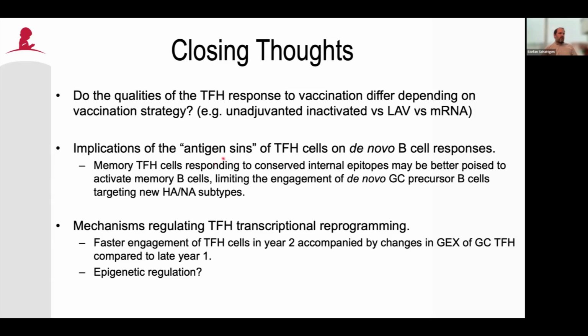And some things we need to think about are, what are the implications of antigenic sin of the TFH cells on de novo B cell responses? In particular, we found that these TFH cells are responding to internal proteins of flu. So how does that limit engagement of new B cells against new HA and NA subtypes? And also further understanding the mechanisms regulating TFH transcriptional reprogramming over time.